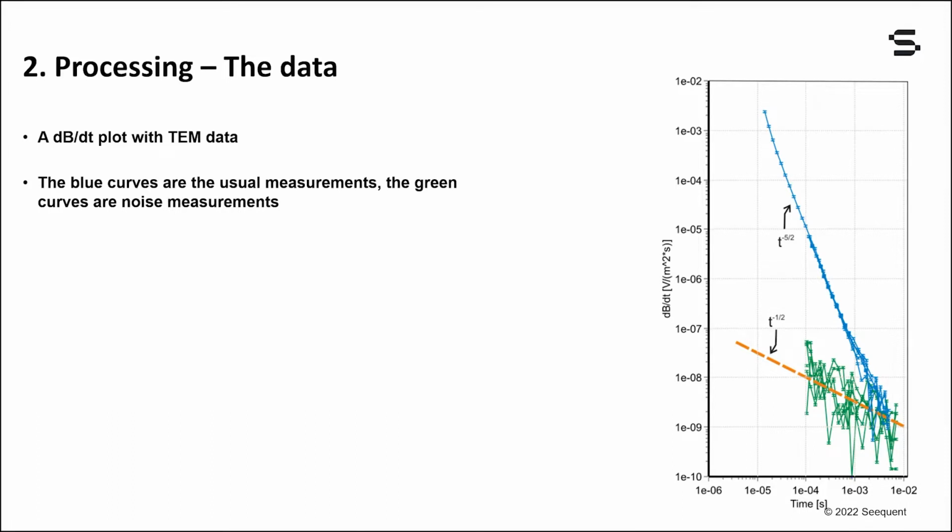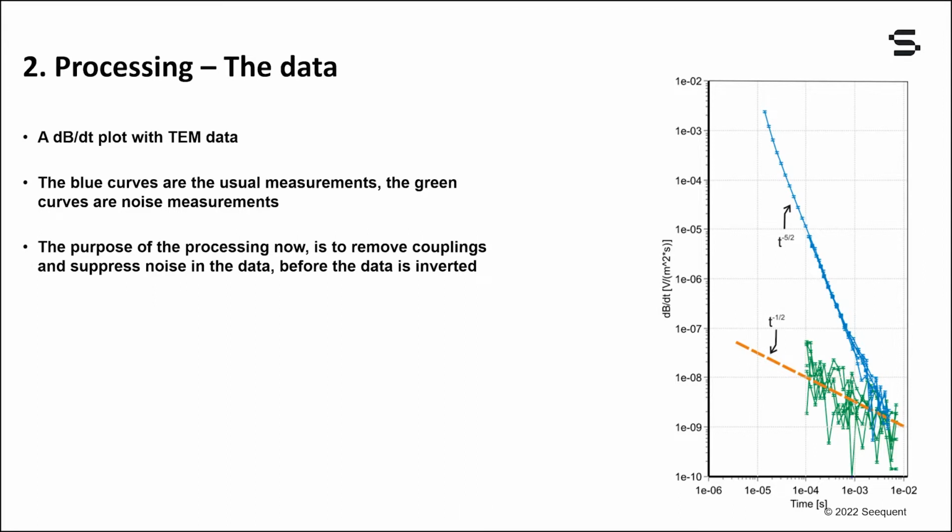The blue curve here would be the actual measurement, so it's a decay of the magnetic field over time. And the green curve here would be the natural background noise. And as you can see, they have different slopes. The background noise would normally have a slope of -1.5, and the measurements will have a slope of around -5/2.